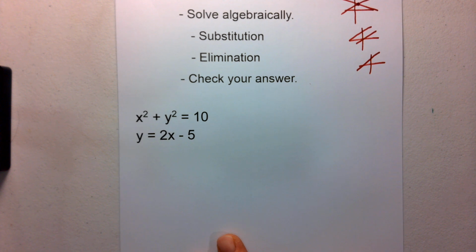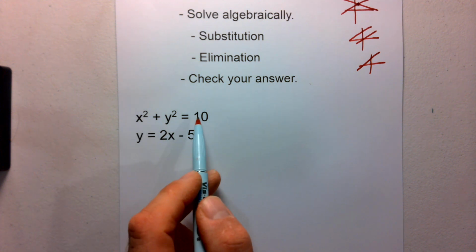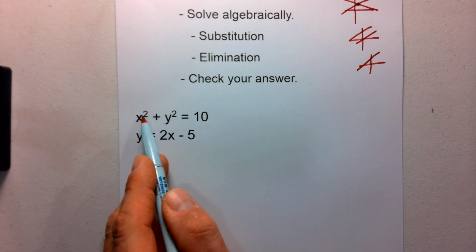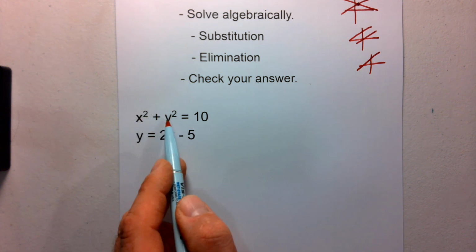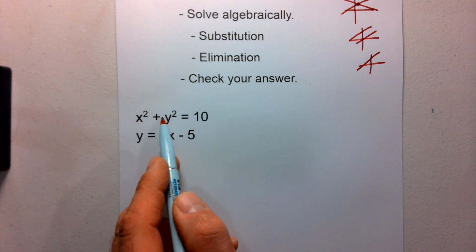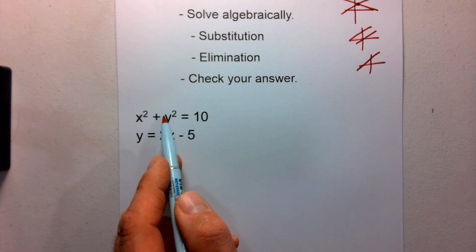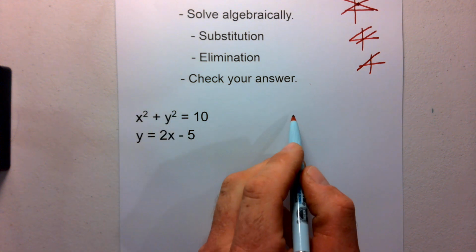So let's go ahead and look at an example. We have x squared plus y squared equals 10, and we have y equals 2x minus 5. So the first thing I'd like for you to do is go ahead and think about what kind of equations these are. What are these equations? If I have x squared plus y squared equals 10, I notice that both of my x and my y terms have a squared in them, and I also notice that the leading coefficient for each of the x and the y is going to be 1. So I know that this is going to be a circle.